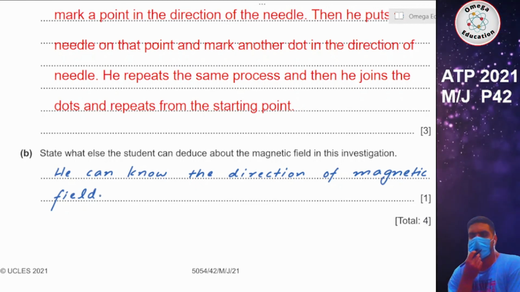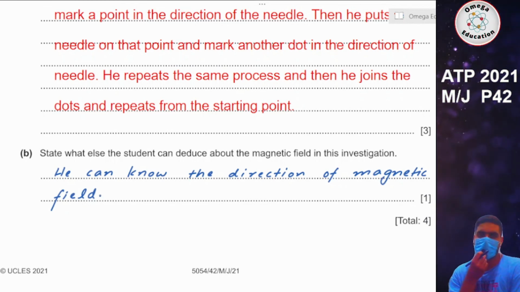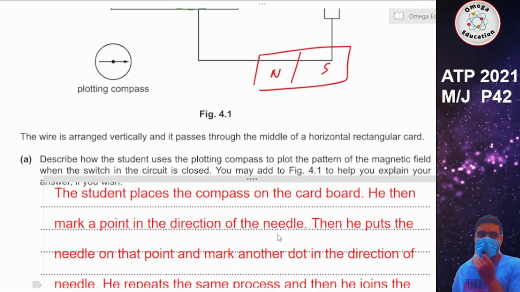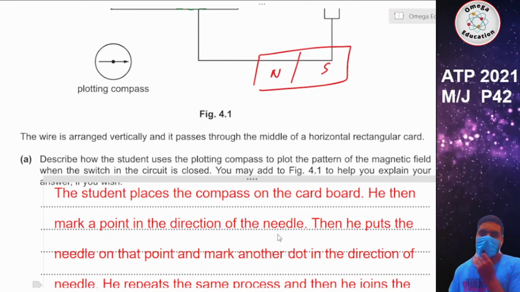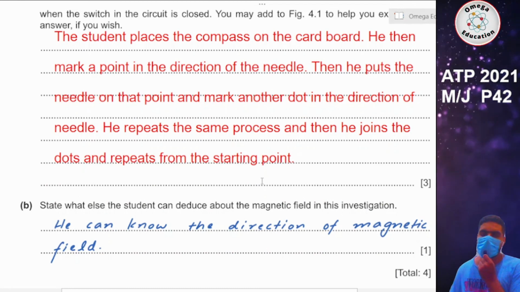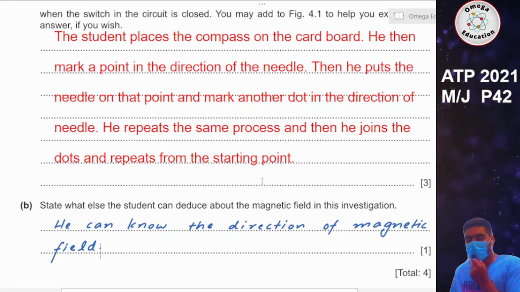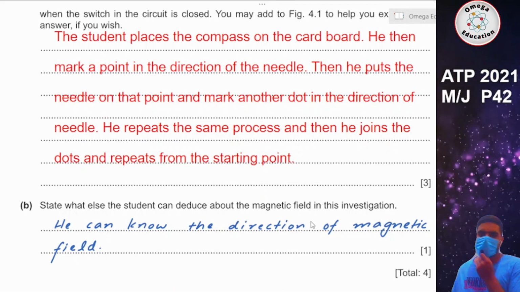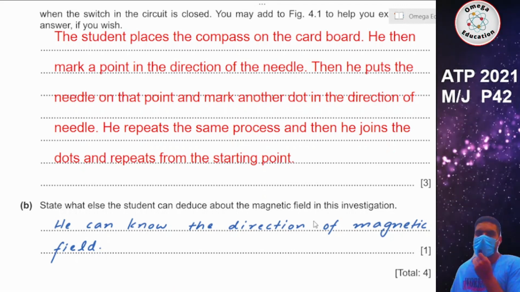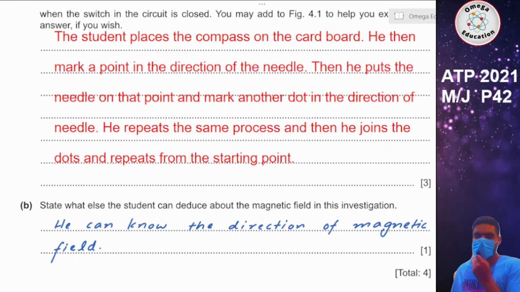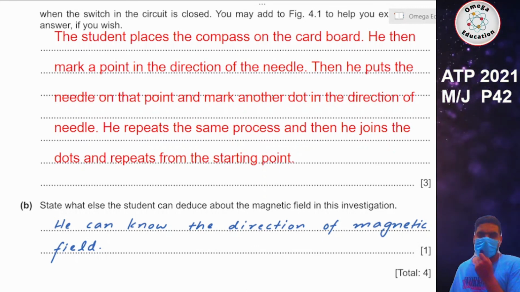And another thing is we can also find the strength of magnetic field. If the place where the magnetic field lines are close to each other, the magnetic field strength is strong there, and the place where magnetic field lines are apart from each other, the magnetic field strength is weak. So this is an extra thing that we'll be studying in the section of electricity and magnetism. So that is the end of the paper.